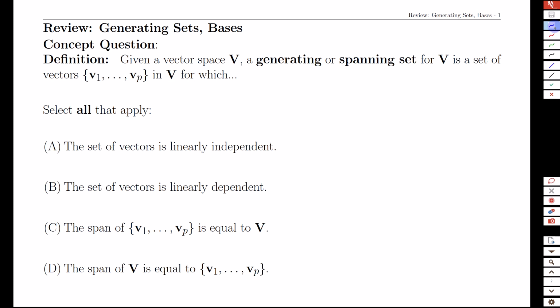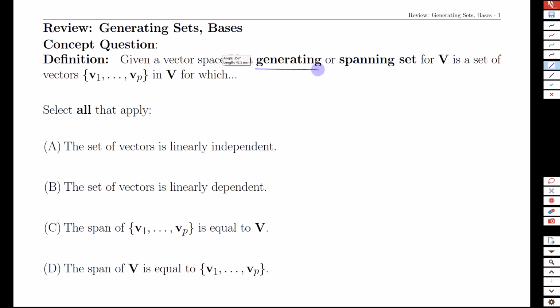As a quick review, we're going to look at generating sets and bases. It's a good idea to follow along with the questions yourself and see if you can determine what the correct answer or answers are for these questions. Given a vector space V, what is a property or definition of a generating set or a spanning set if we have a collection of vectors? Think of all the things that would apply here.